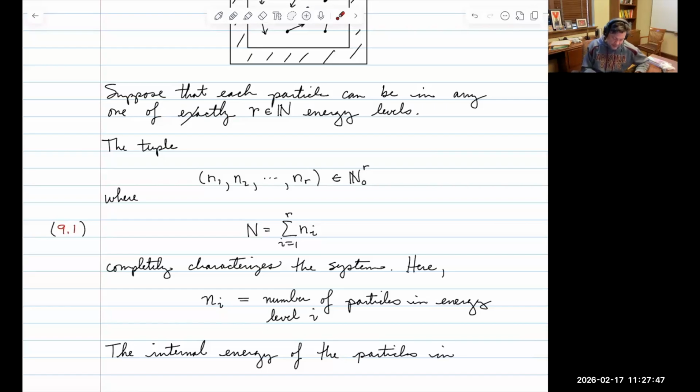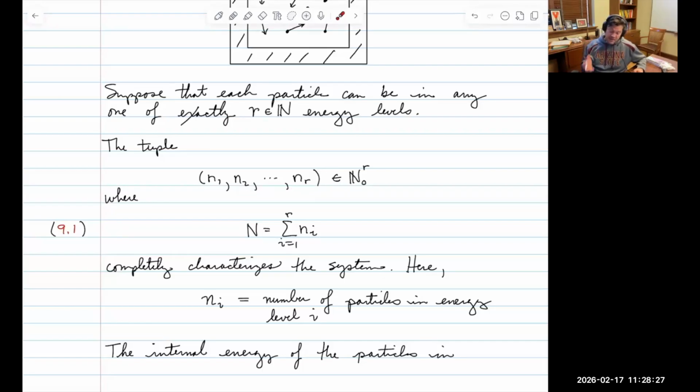So the n-tuple for us is n1, n2, up to nR, where each n is a non-negative integer. The non-negative integers I label with N sub 0. This means 0 plus the counting numbers 1, 2, 3. So we could have zero particles in a certain bin, and we want to allow that. So what does this n-tuple describe? Well, it's saying that there are n1 particles in energy level 1, n2 particles in energy level 2, and nR particles in energy level R.